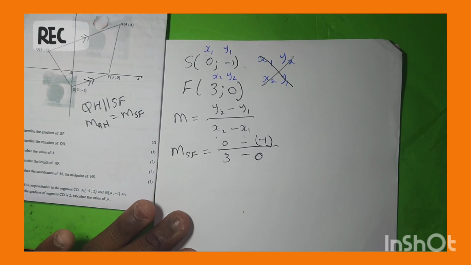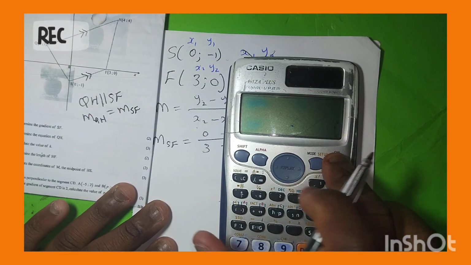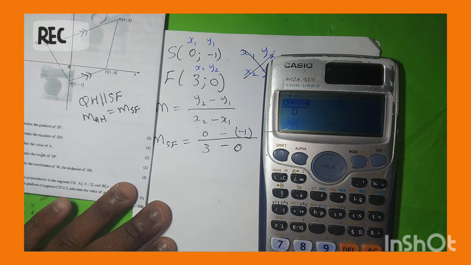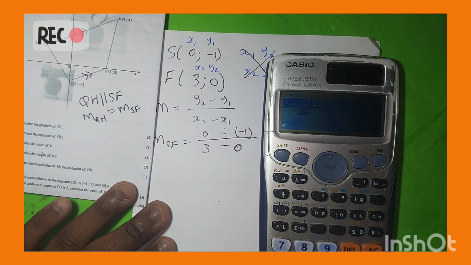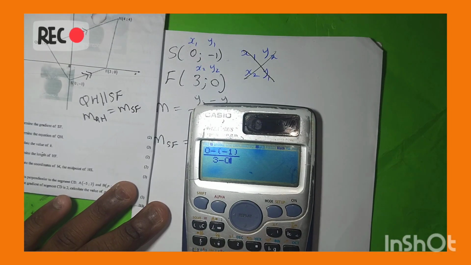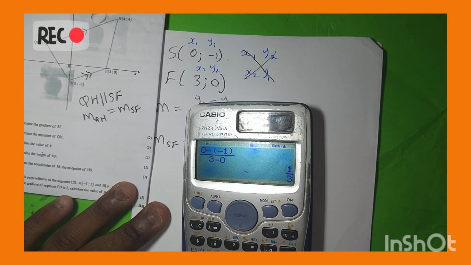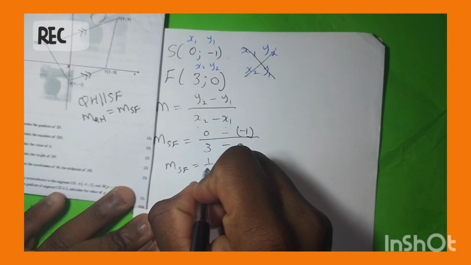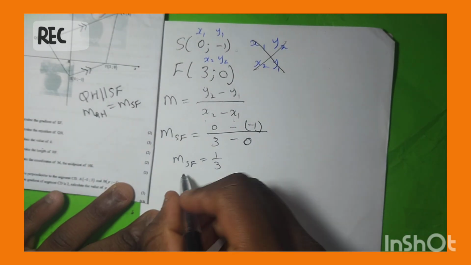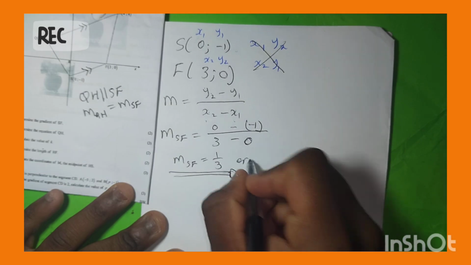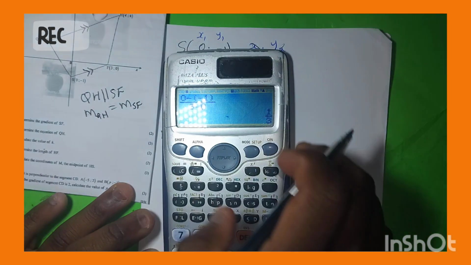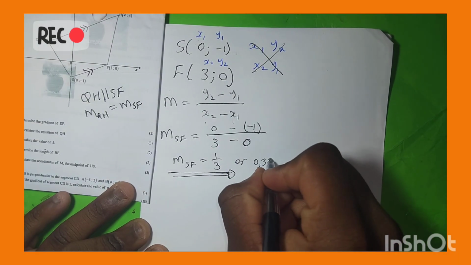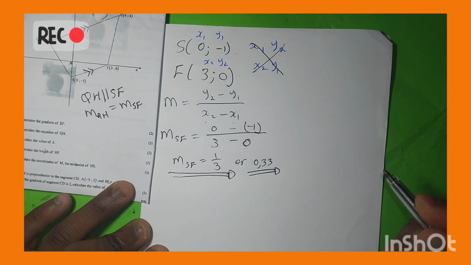Then you can use your calculator, guys: 0 minus 1, divided by 3 minus 0. Press this on your calculator so that you will get 1 over 3. Meaning your gradient of SF will be 1 over 3. Or that answer you can even write in decimal form, which is 0.3.